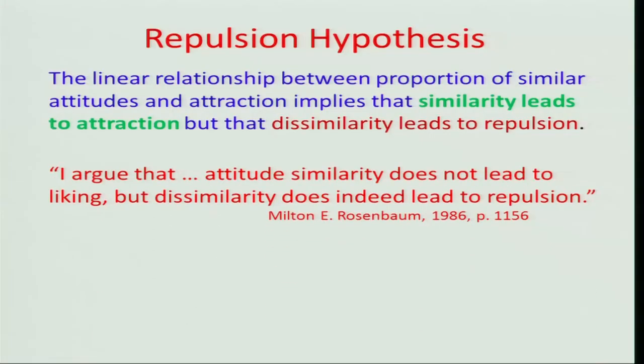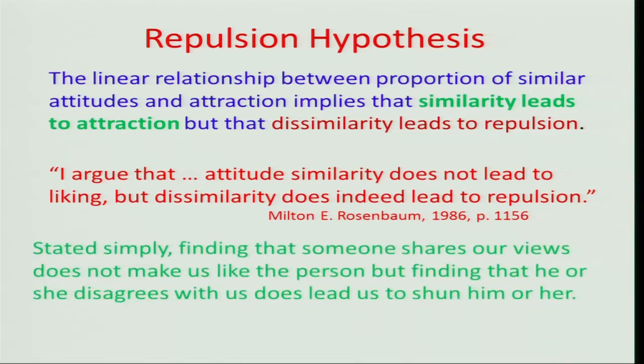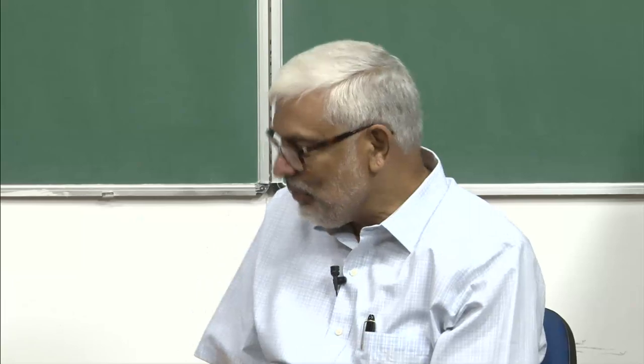Rosenbaum, Milton Rosenbaum, he said, I argue that similar attitude does not lead to liking. But dissimilar attitude does indeed lead to repulsion. So if you have similar and dissimilar attitudes and similarity mean is higher than dissimilarity, we say attraction effect. He said, no, it is a repulsion effect. Now, how did he test it? So the repulsion hypothesis simply said, finding someone shares our views does not make us like that person, but finding that he or she disagrees with us does lead us to shun or avoid him or her. That became the repulsion hypothesis. By that time I had moved to Singapore and I was teaching social psychology, so it brought me back to see what we did.